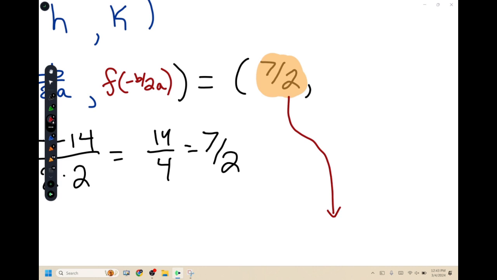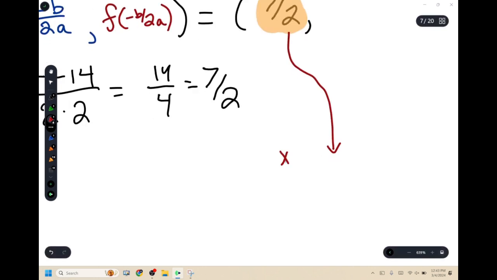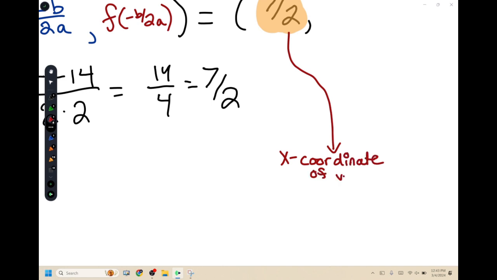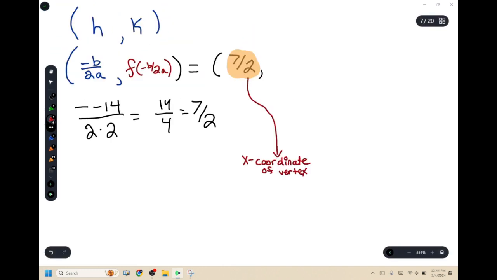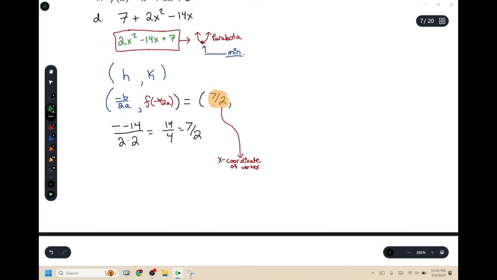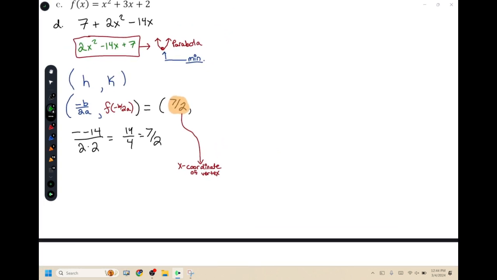That highlighted thing has a really good definition. What is that highlighted thing? It's where the minimum occurs. Okay, but what's the x coordinate of what? It's the x coordinate of the vertex.